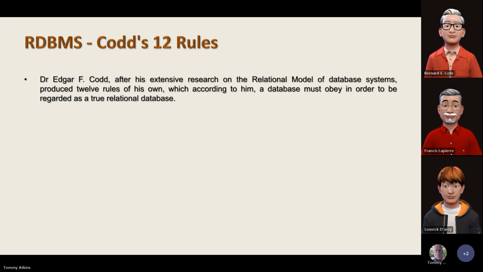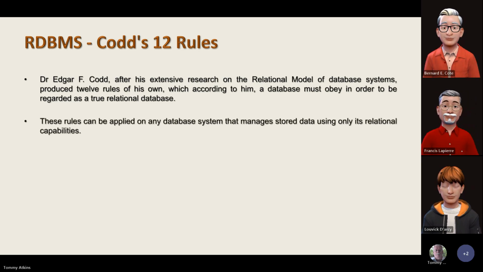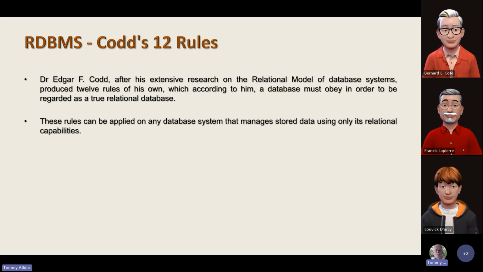Now, these rules can be applied to any database system that manages stored data using only its relational capabilities. So IBM DB2 is designed as a relational database. But the big question is, are you using it as a relational database? Or are you using it as a flat file database? That's the big question. And if you haven't got referential constraints in that database, it's a flat file database that you're using.